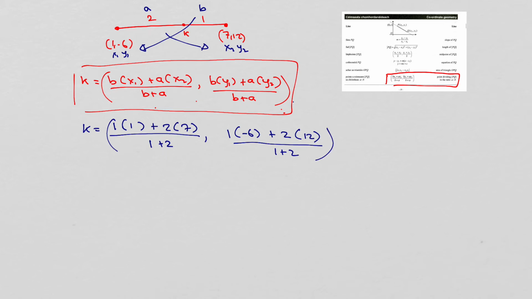So therefore K is equal to 1 plus 14, which is 15 over 3, and minus 6 plus 24, so that's 18 over 3. So for K, the internal divisor is 5, 6. In other words, the centre of the circle C.